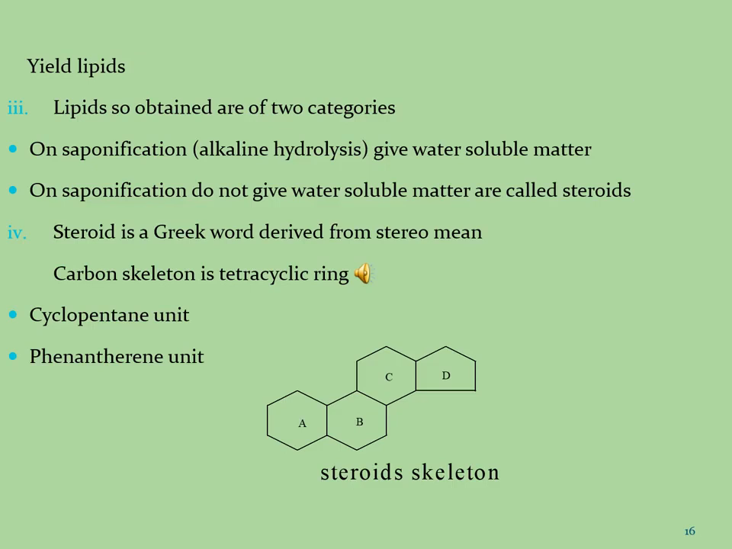The basic skeleton of the steroid molecule consists of four rings, in which three are hexagonal and the fourth ring is pentagonal. So we can say that the steroid basic skeleton consists of two units. One unit is called the cyclopentane unit and the other unit is known as the phenanthrene unit.